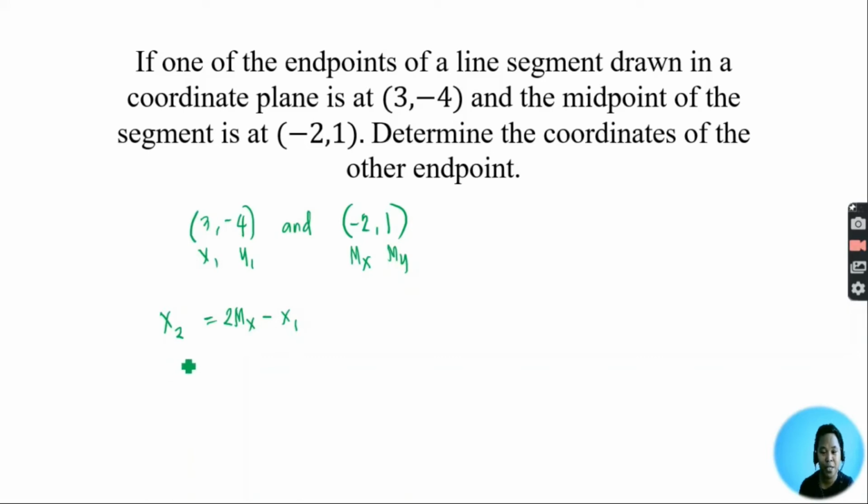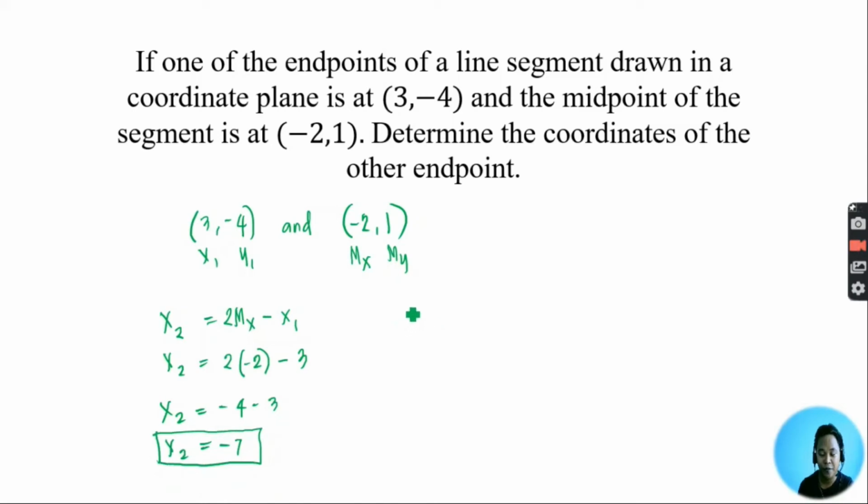So, let's try. Our x sub 2 is unknown, and 2 times -2 minus x sub 1, 3. So, x sub 2 is equal to -4 minus 3. Therefore, x sub 2 is -7.